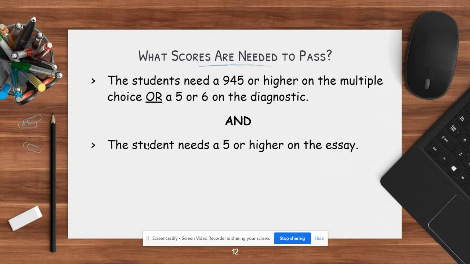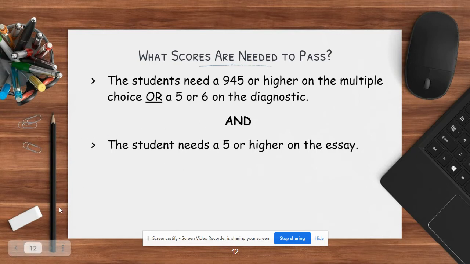Because I did have some students get the CRC score they needed. They had like a 950, but they had a 4 in the essay. They got to take the whole thing over. And that's the part that I don't love so much. And trust me, neither do the students. But it's what we have to do. It's the new thing we have to do with that. So that's essentially what they need to pass.